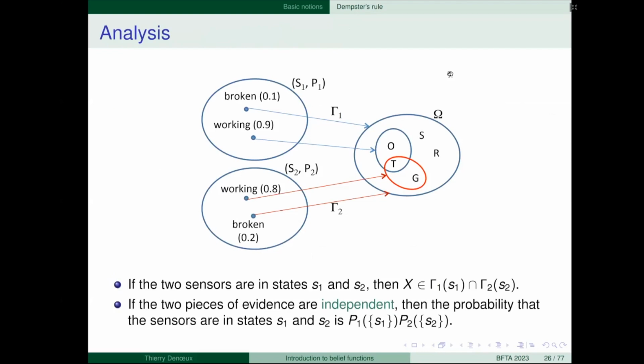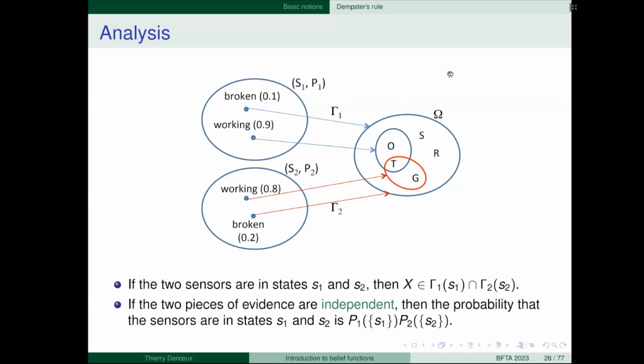So here we have this view. S1 is the set of states of sensor number 1, and S2 is the set of states of the second sensor. You see, if the second sensor is working, it tells us that we have a tree or grass. If it's broken, it doesn't tell us anything. Now assume that we know that both sensors are working. The first one tells us that we have an obstacle or a tree. The second tells us we have a tree or grass. So what can we deduce? We have a tree, right? We just take the intersection.